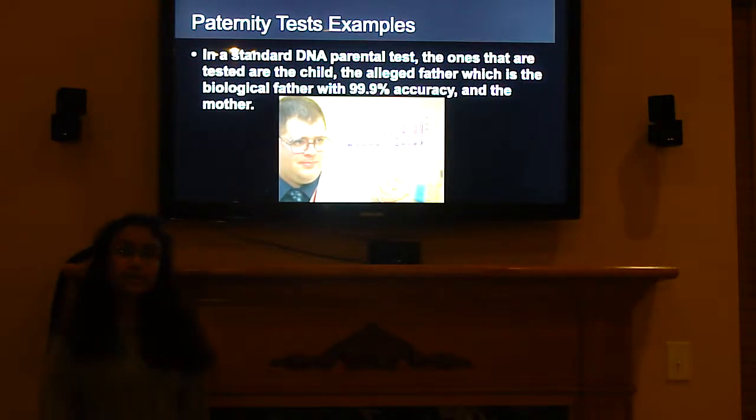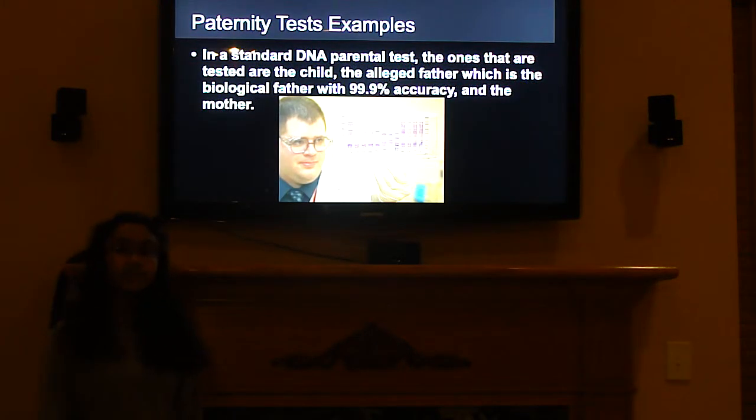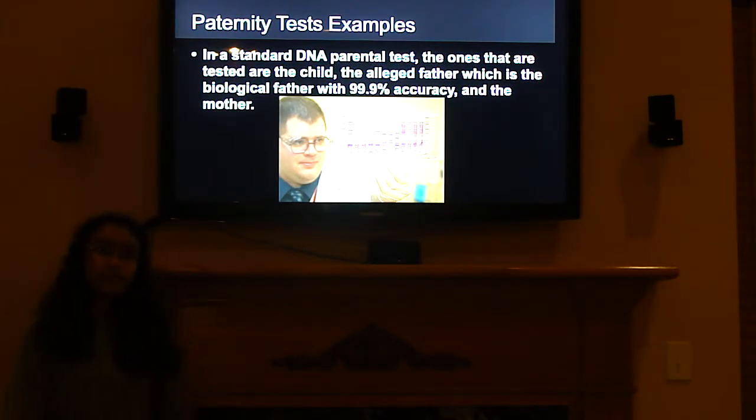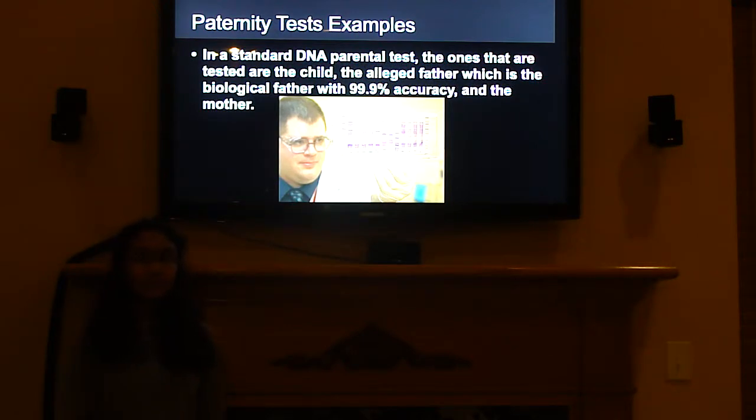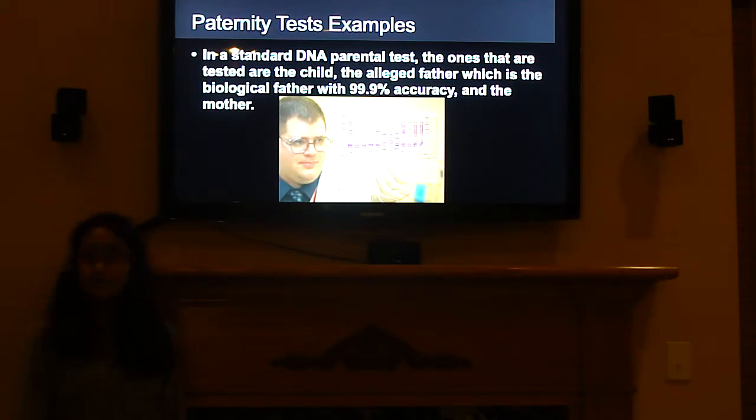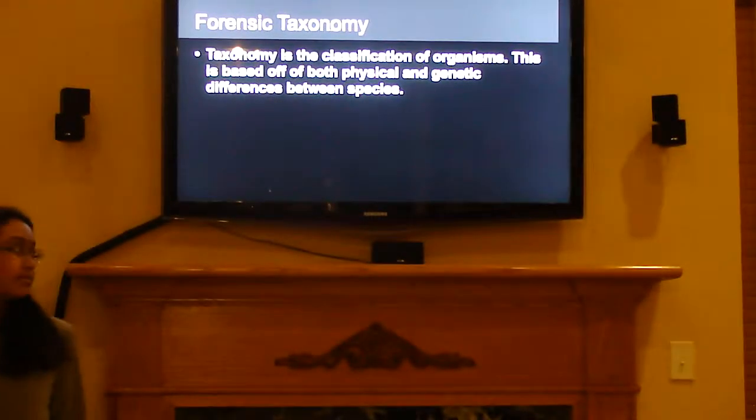In a standard parental test, the people that are tested are the child, the alleged father, which is a biological father with 99.9% accuracy, and the mother. And I'll pass it on to Joe for taxonomy.